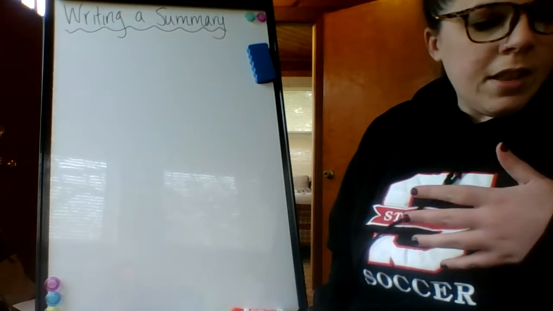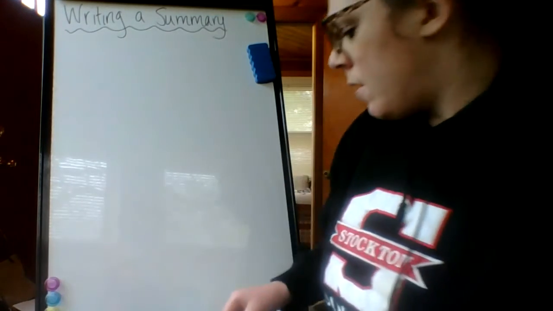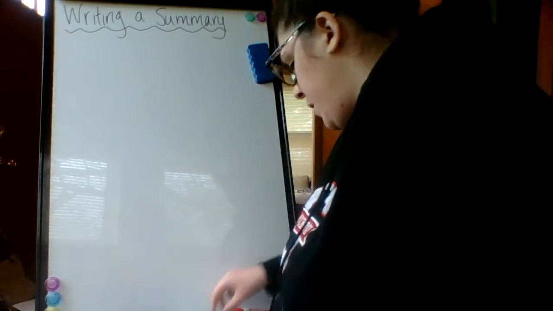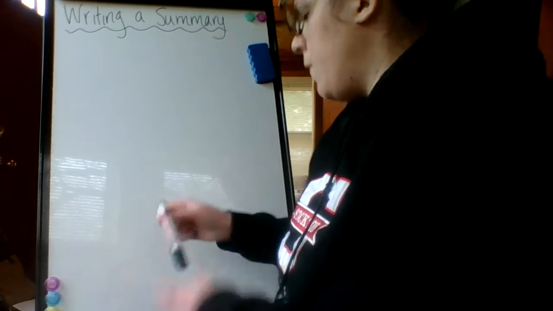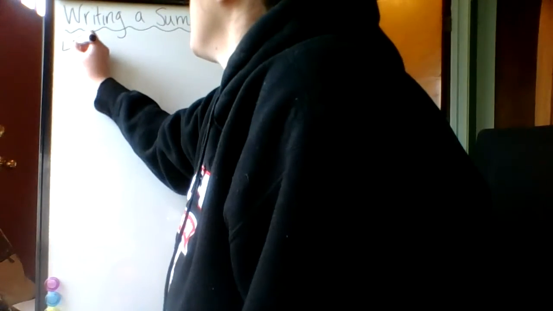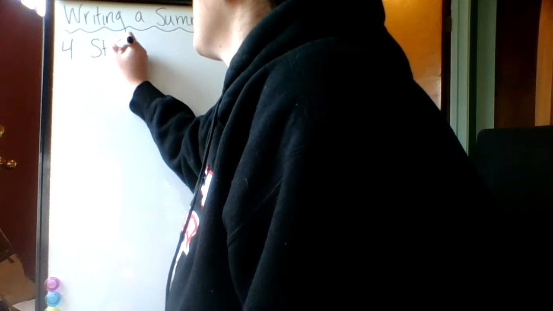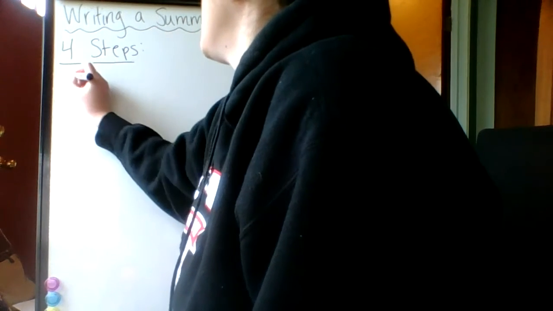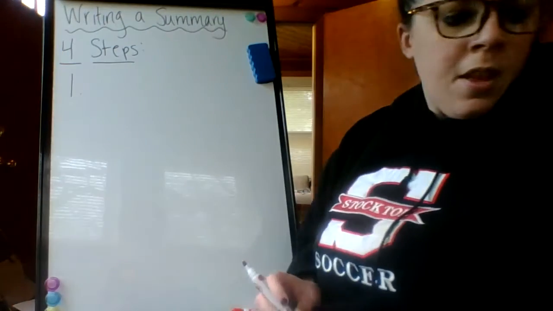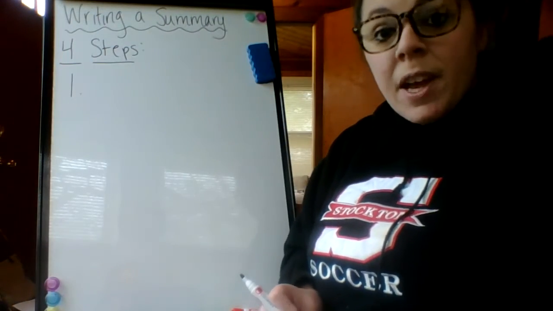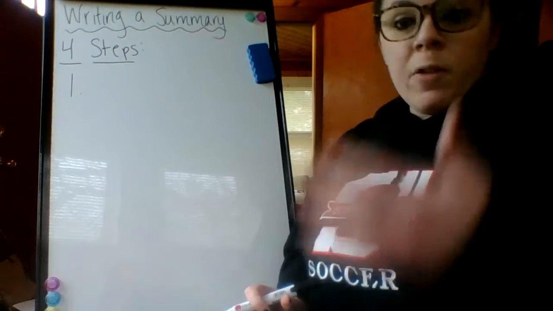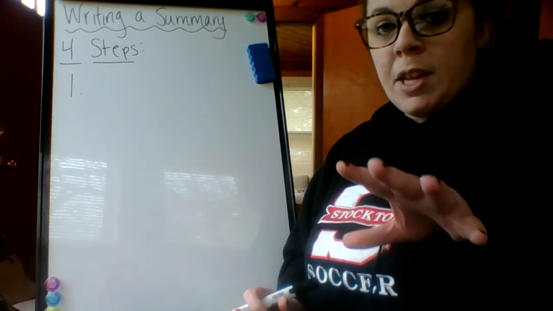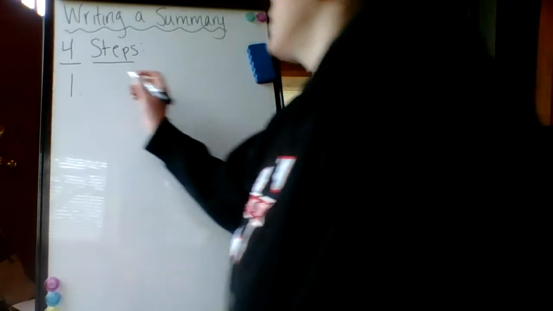So, there's a 4-step writing process for summaries. We got 4 steps. The first step is to identify the main idea of a reading. We've already had some practice with this. You should know what the main idea is, but that's the first step.